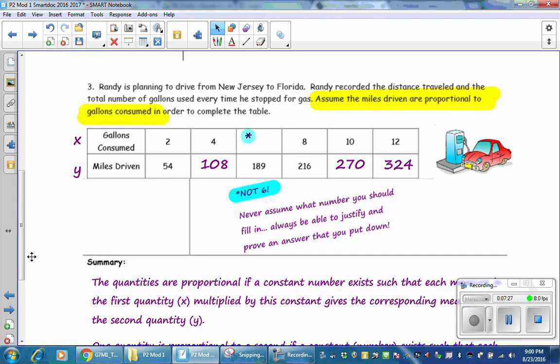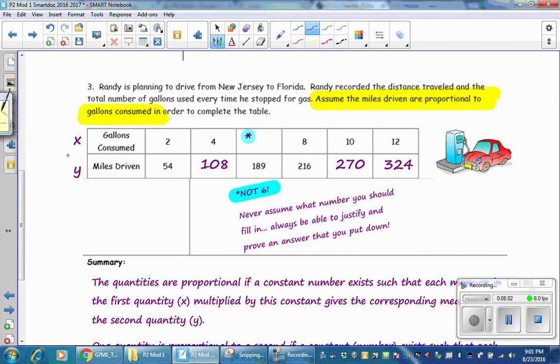So in this problem, you are not given every pair and you have to do the division. They're giving you the pairs for some of them. And then you need to figure out how many miles you're getting for 1 gallon of gas and use that information to figure out the rest of the chart. So in our example here, 2 gallons of gas gets you 54 miles on the highway. So you have to figure out, well, how far can you go on 1 gallon of gas?